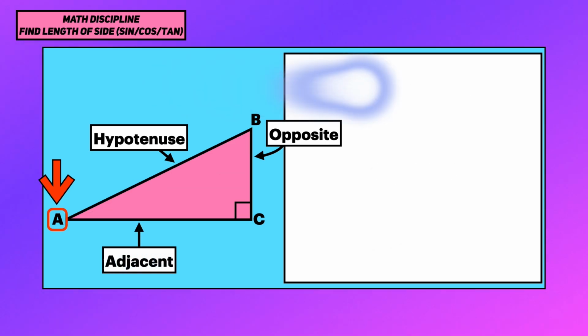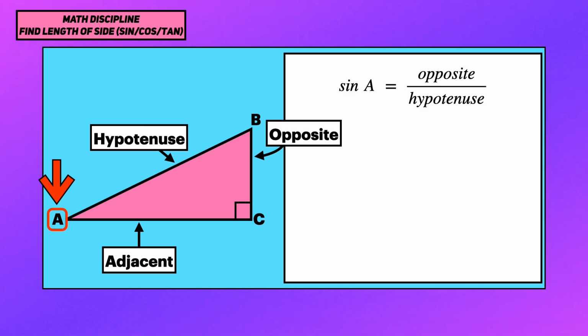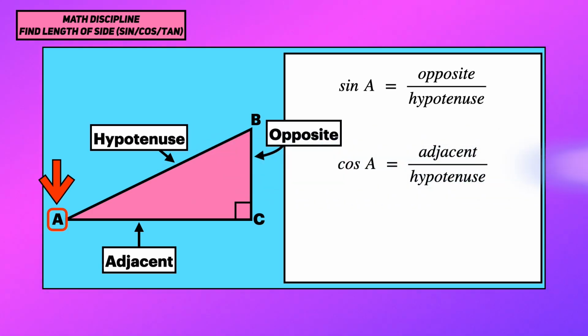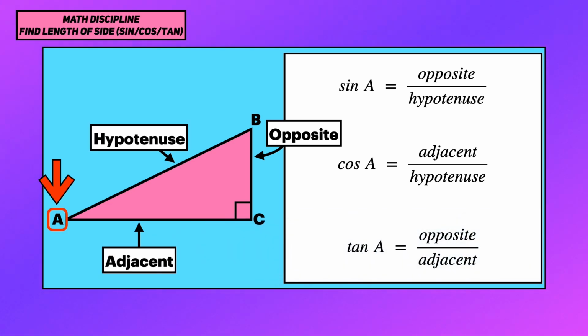In order to find the sine of angle A, we divide the side opposite angle A by the hypotenuse. In order to find the cosine of angle A, we divide the adjacent side by the hypotenuse. And in order to find the tangent of angle A, we divide the opposite side by the adjacent side.